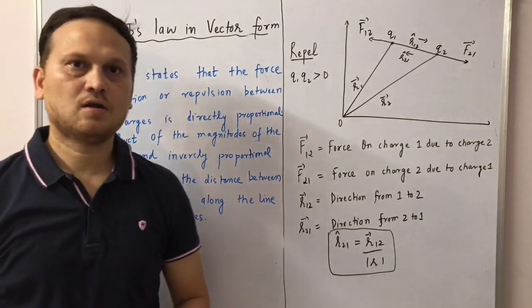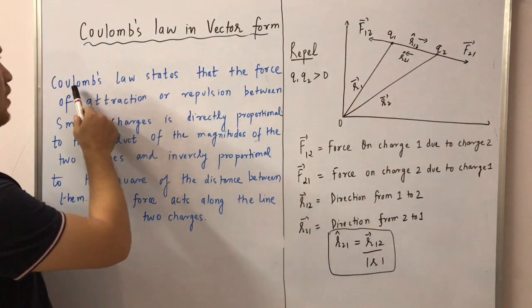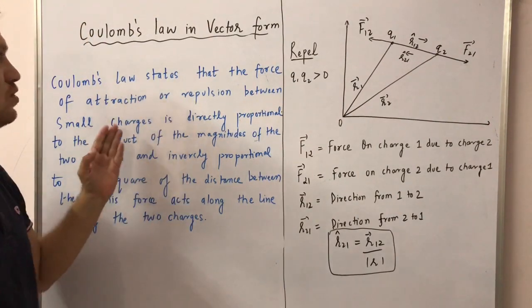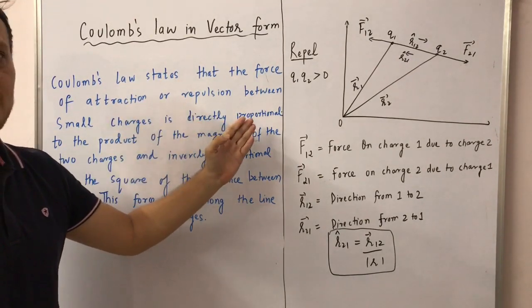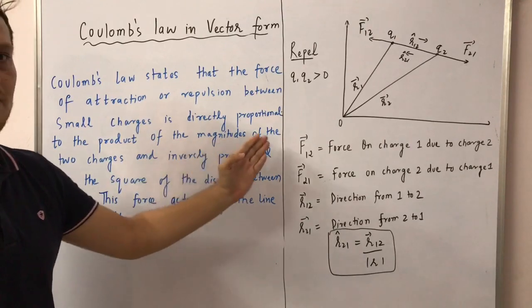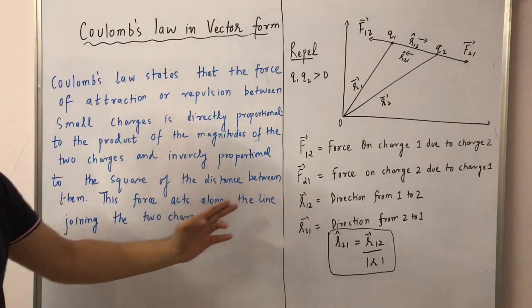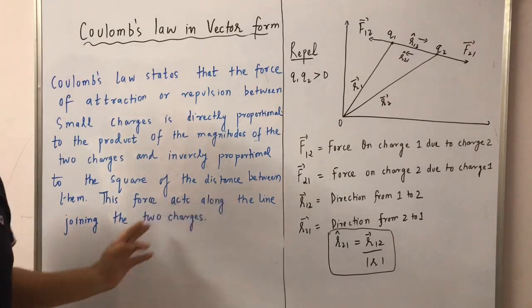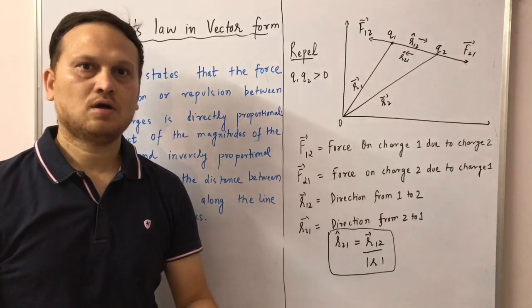Now let us define Coulomb's law again. According to Coulomb's law, the force of attraction or repulsion between two charges is directly proportional to the product of the magnitudes and inversely proportional to the square of the distance between them. And this force acts along the line joining the two charges. Okay, this is what Coulomb said.